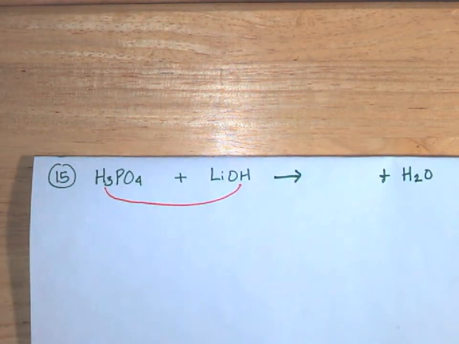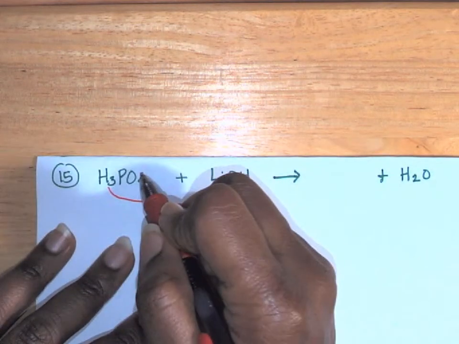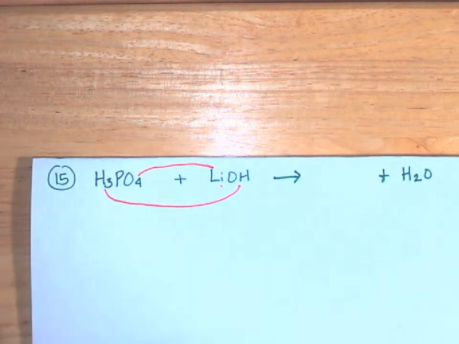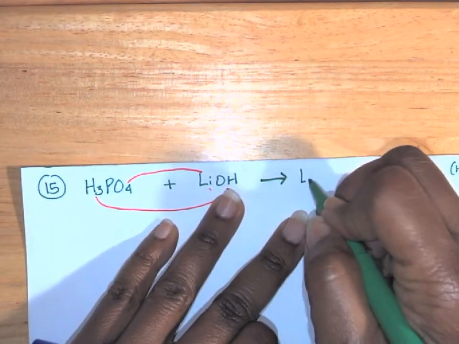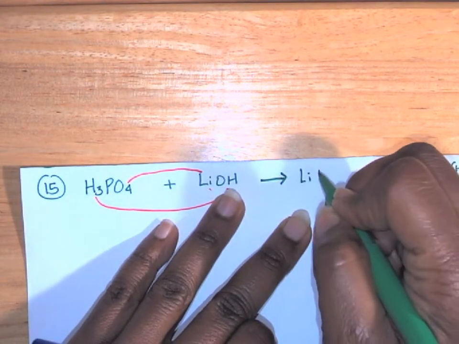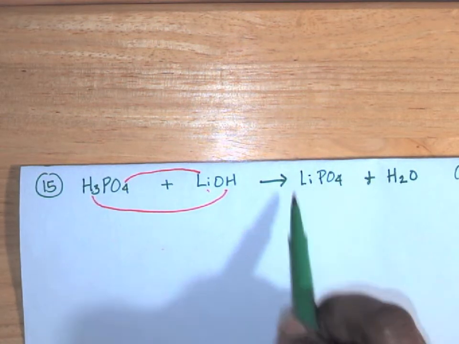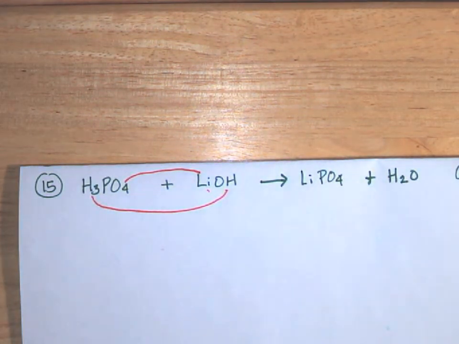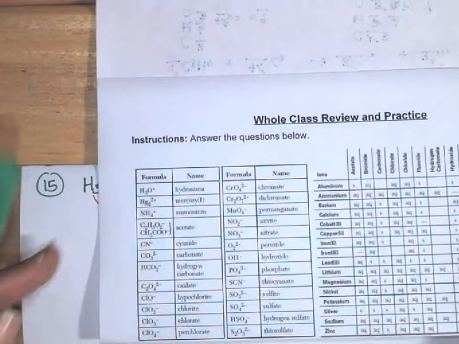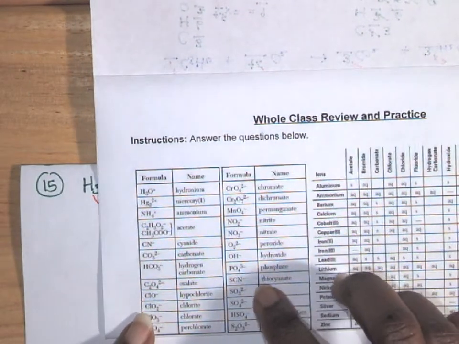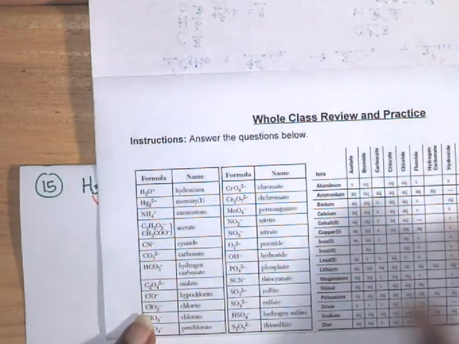Now let's get our salt. Our salt forms from the metal in the base and the nonmetal anion of the acid. So that's going to be lithium phosphate. Now remember, whenever you're forming a salt, also known as an ionic compound, you need to figure out the charges to make sure this is the right chemical formula. So phosphate, if you look in the table here for polyatomic ions, is PO4 3-, so the charge on phosphate is 3-.